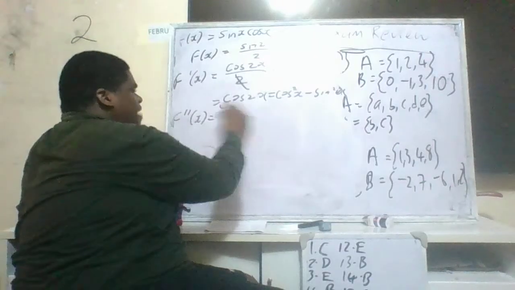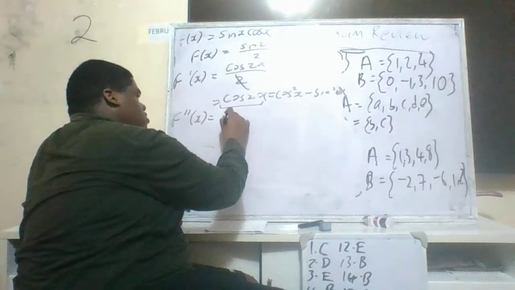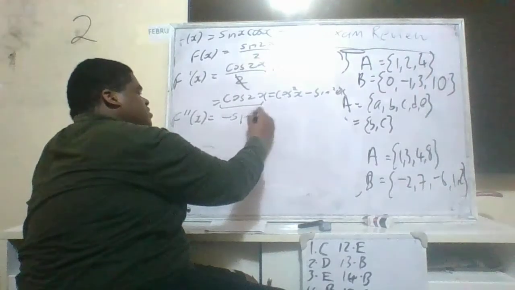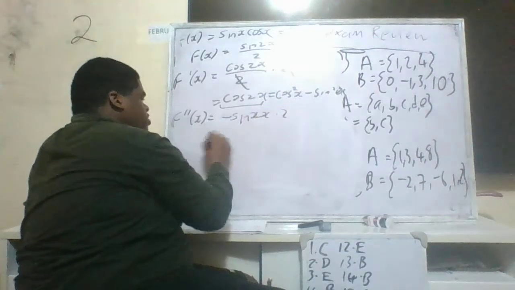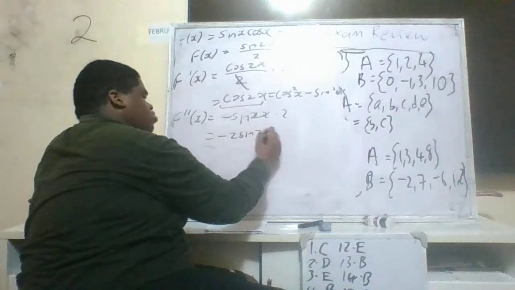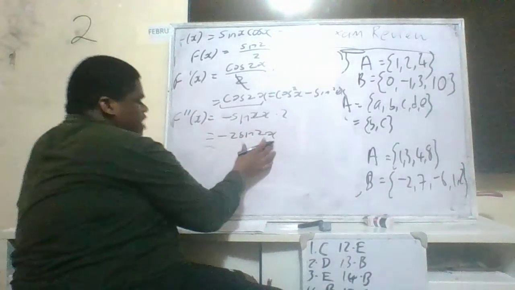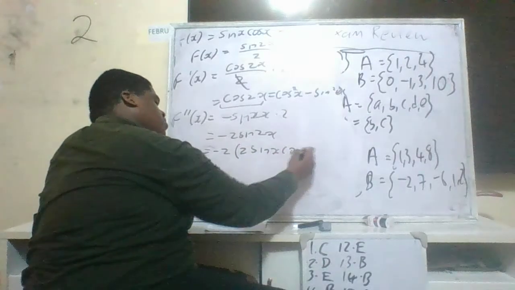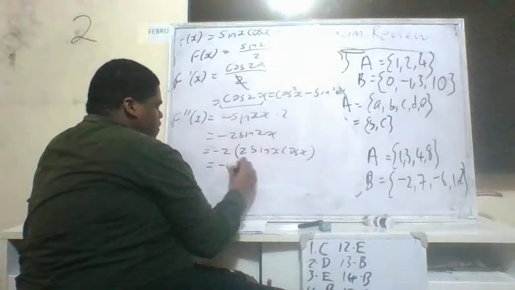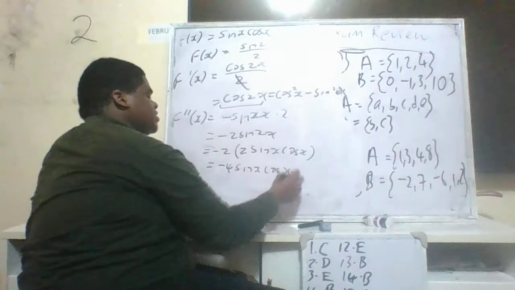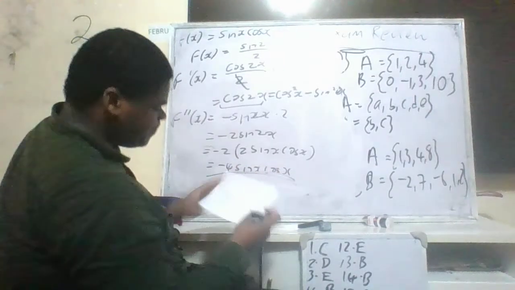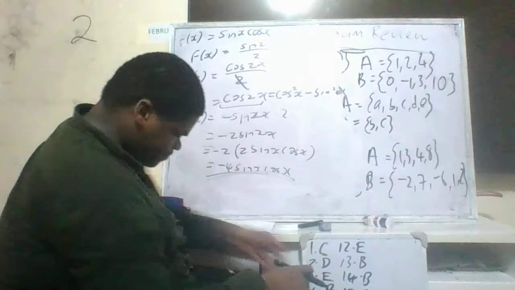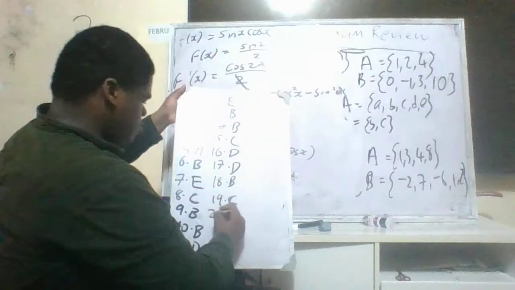But now let's find the second derivative. This will be equal to, now we have cos 2x, so it's going to be equal to negative sine 2x times 2, which is equal to negative 2 sine 2x. Now, what's sine 2x? Sine 2x is equal to 2 sine x cos x. So this is equal to negative 4 sine x cos x. So you can still end up with the same answer. Negative 4 sine x cos x is equal to option B. Question 20, option B.